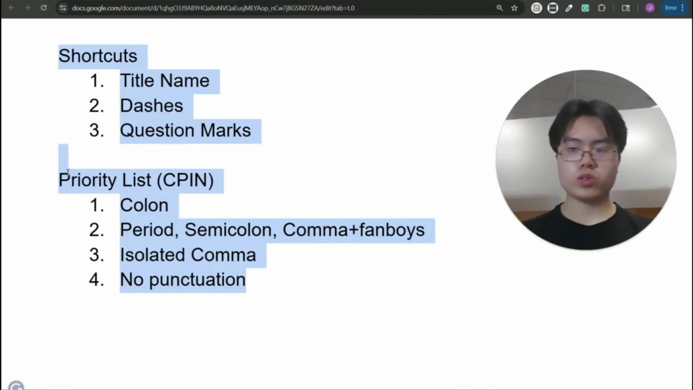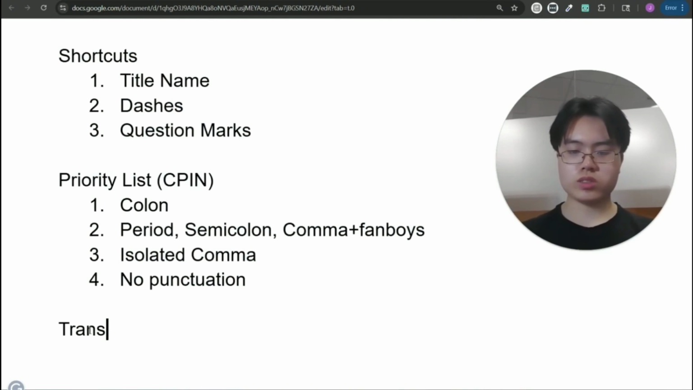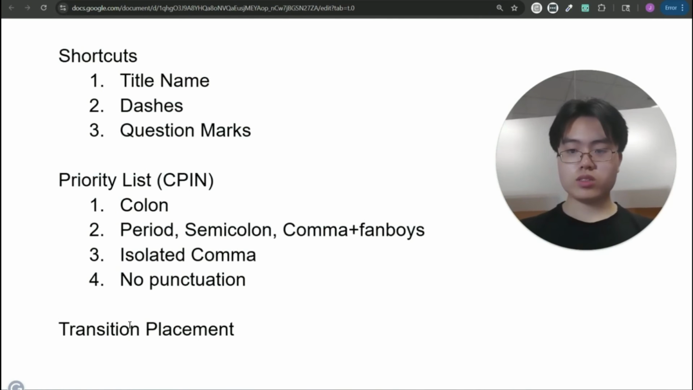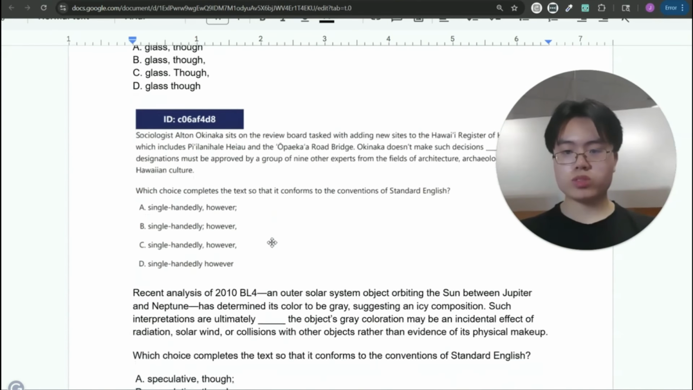We are almost done with all this. Just one more thing, and that's transition placement questions. These are probably the hardest grammar question in all of the SAT, but grammar questions are easy in general, so this is actually still pretty easy. Just make sure you understand this. This makes up about 12% of all punctuation questions, so they are really common, akin to title name questions. You should definitely know this, and they basically only appear in the second module.